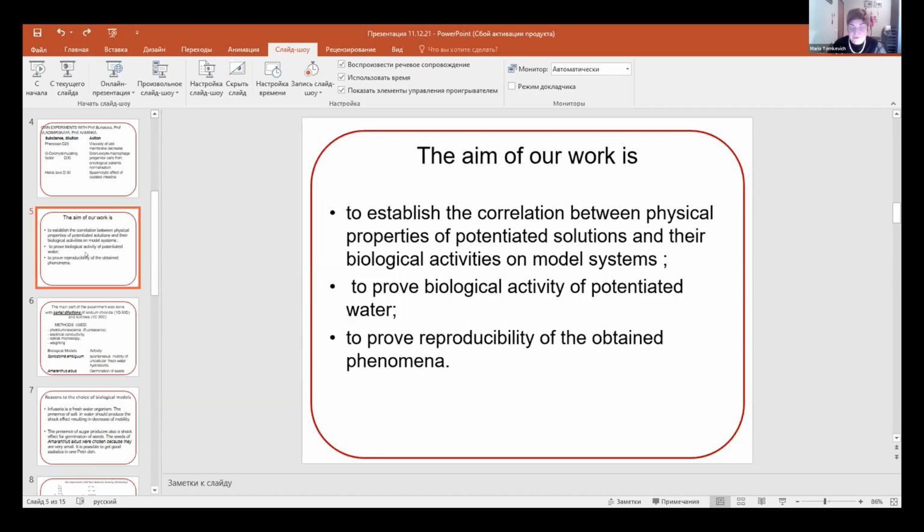In this aspect, since 2000, we have been conducting a number of experiments with serial dilutions of potentiated water and some potentiated substances. This report is devoted to comparing physical and biological effects received with serial dilutions of sodium chloride, sucrose, and potentiated water.